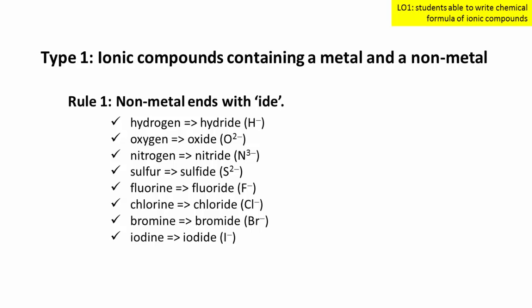So let's do the first type, simple one, between a metal and a non-metal. Now, a metal ion is basically the same as the name itself. For example, sodium is still sodium ion, but a non-metal now ends with IDE. For example, if hydrogen is a negative ion, it's called hydride. Oxygen is oxide. Nitrogen, nitride. Sulfur, sulfide. Fluorine, fluoride. Chlorine, chloride. Bromine, bromide. And iodine, iodide. For example, sodium chloride.